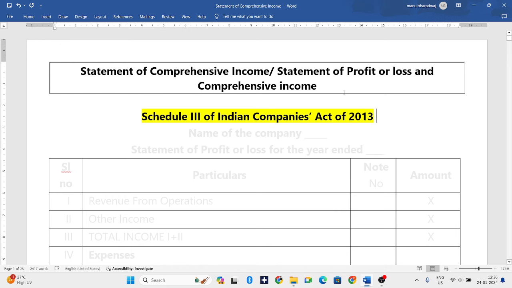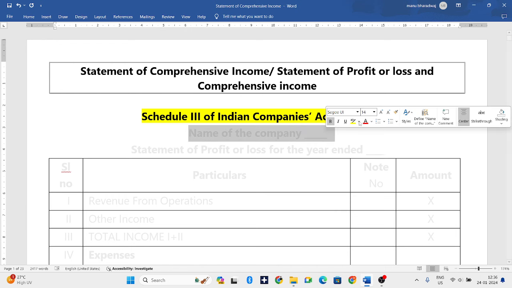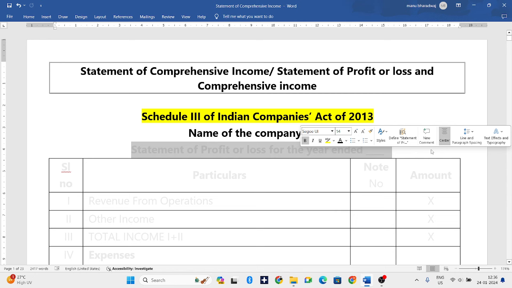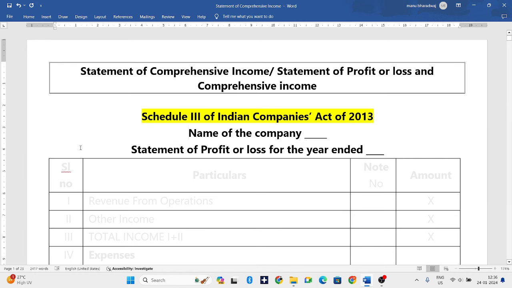Always while solving the Statement of Comprehensive Income, first you need to mention the name of the company. Next you need to mention Statement of Profit or Loss for the year ended, whatever the year ending date will be there. For example, 31st March 2023, that particular date has to be mentioned.